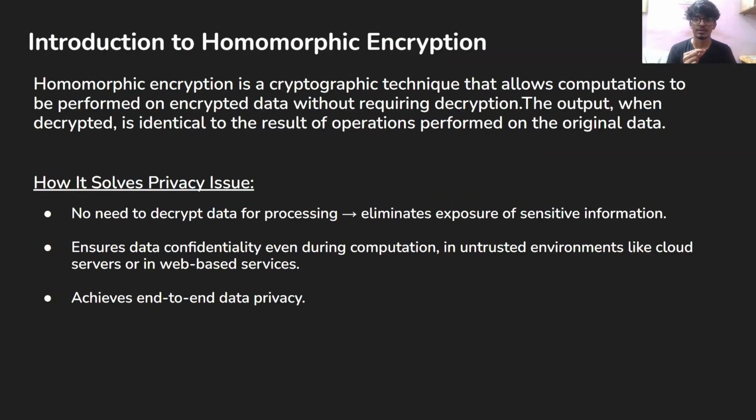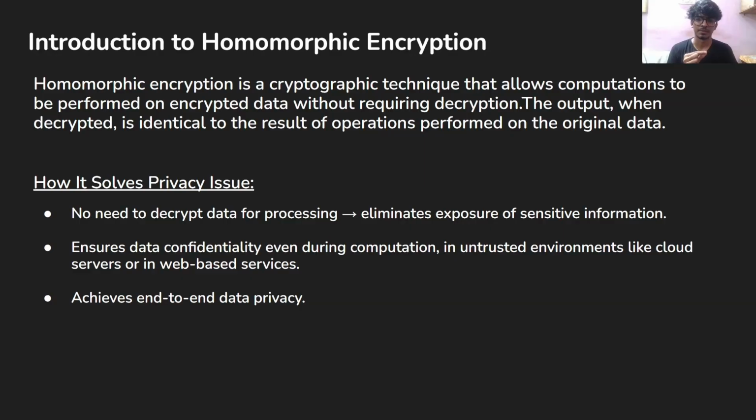Let's move on to homomorphic encryption. So, what is homomorphic encryption? It is a cryptographic technique that allows computation to be performed on an encrypted data without requiring decryption. The output, when decrypted, is identical to the result of operations performed on the original data. So, it's a technique which allows the user to perform any mathematical operations on the encrypted data without requiring to decrypt and actually revealing the data, which is the case in the traditional encryption models.